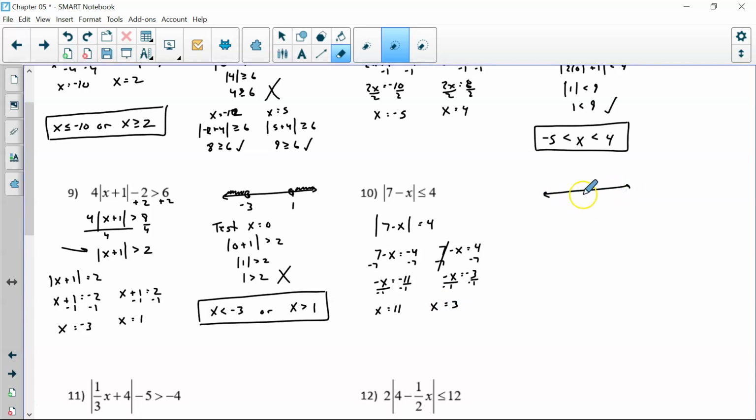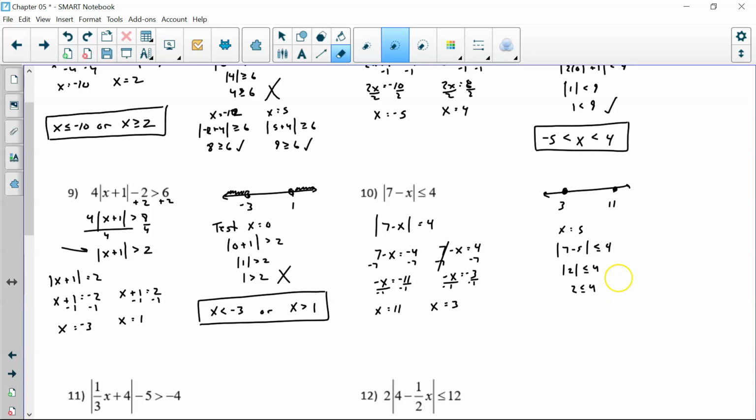So now, on the number line, 3 is here, 11 is here. Now, we can't use 0 because it's not in between. So I'm going to pick any other point between 3 and 11. Let's try x equals 5. Absolute value of 7 minus 5 less than or equal to 4. 7 minus 5 is 2. Absolute value of 2 is less than or equal to 4.